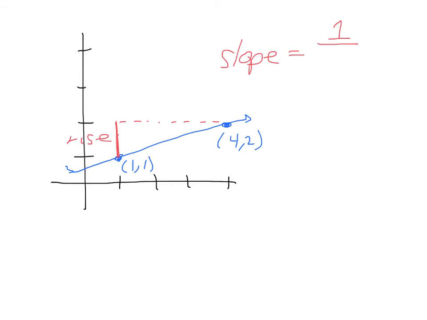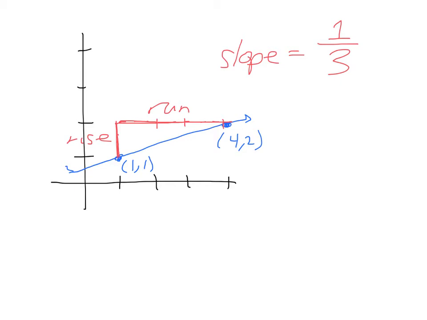The run is how far over it went, which in this case would be 1, 2, 3. So the run is 3. That's the run. So what you have there now is a slope of 1/3. It's the rise over the run.